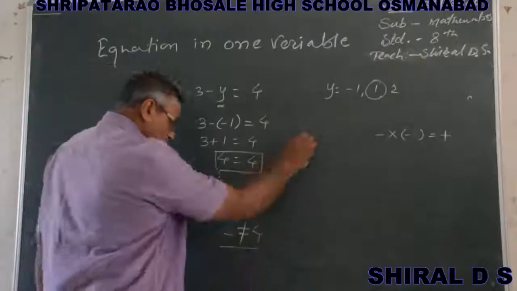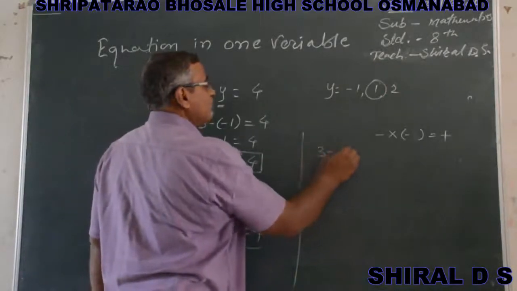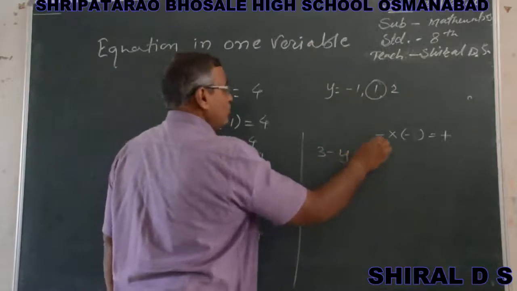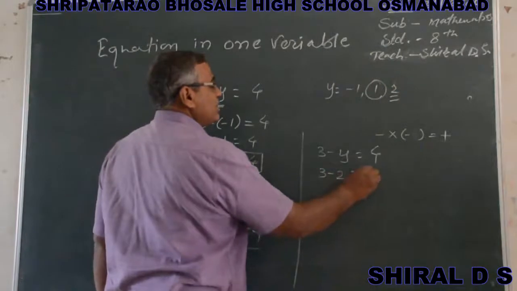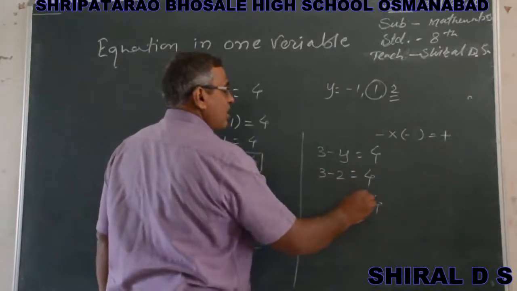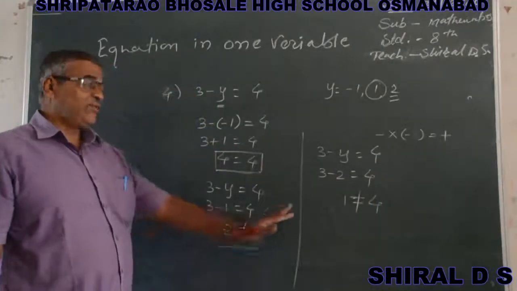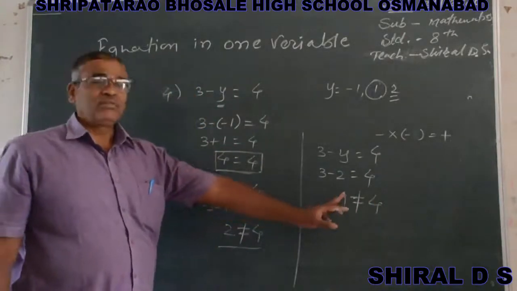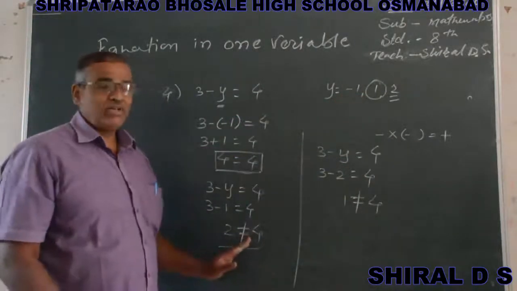And third, y is equal to 2. 3 minus y is equal to 4. We put here y is equal to 2. 3 minus 2 is equal to 4. Here is a 1 is equal to 4. 1 is not equal to 4. It means equation is not balanced here. Therefore, y is equal to 2 is not the solution of the given equation.